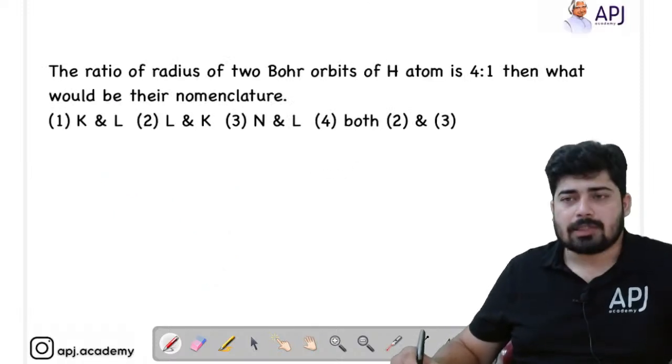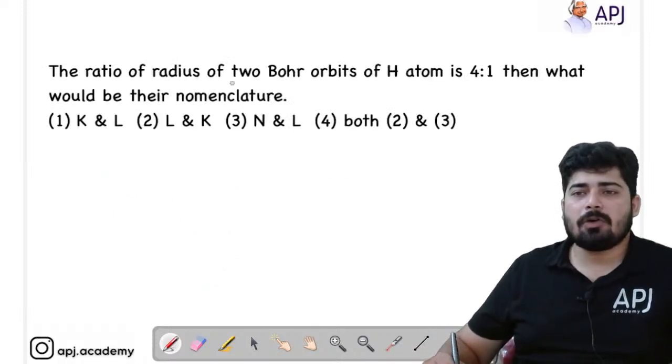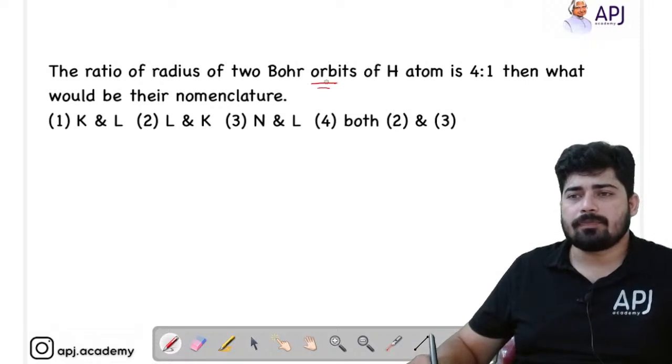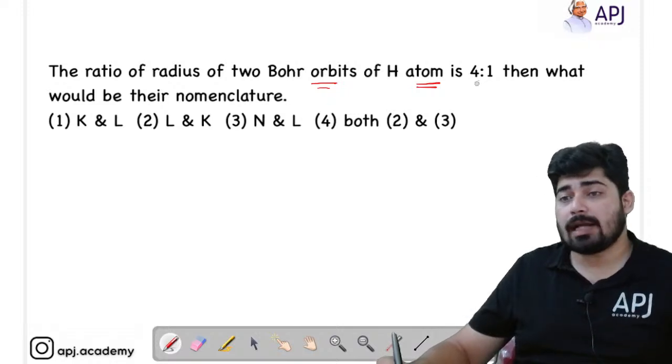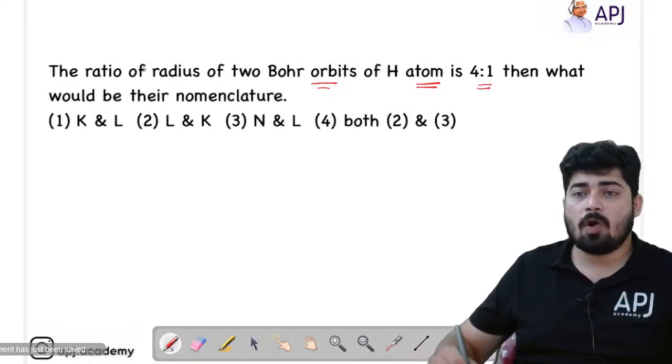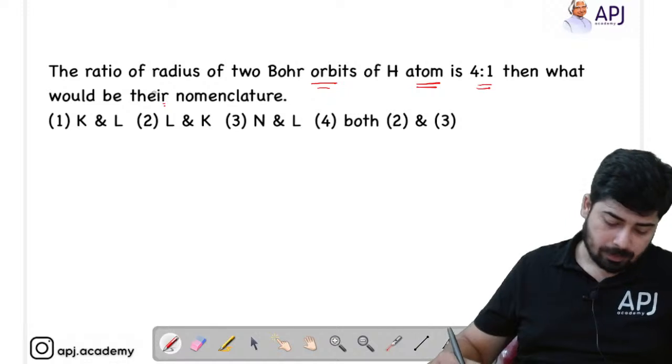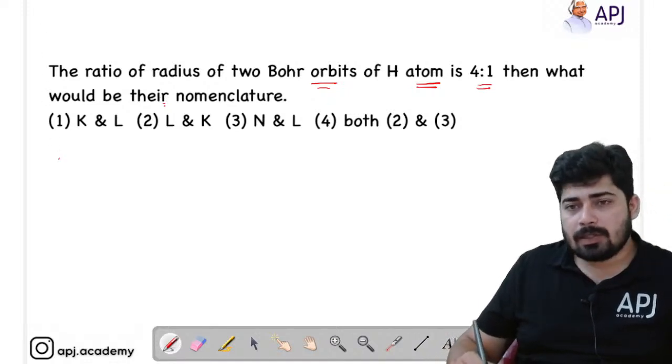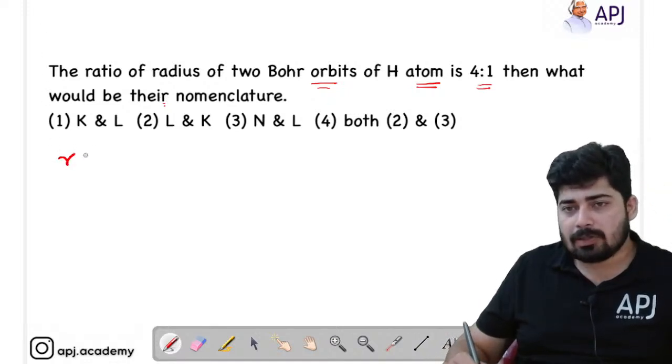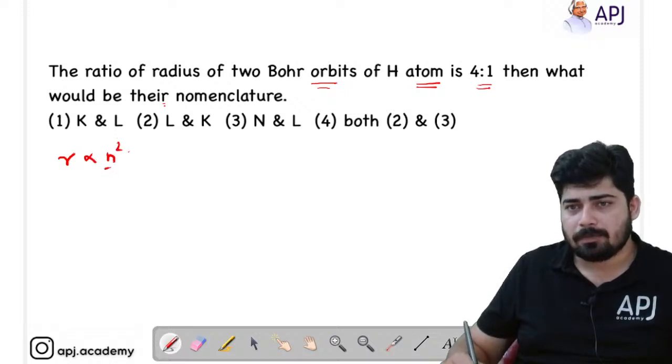Now let's move on to the next one. The ratio of radius of two Bohr orbits of hydrogen atom is 4:1. Then what would be their nomenclature? Okay, this is an interesting question. First you can write the relation of radius. That is, radius we know that it is n square by z.